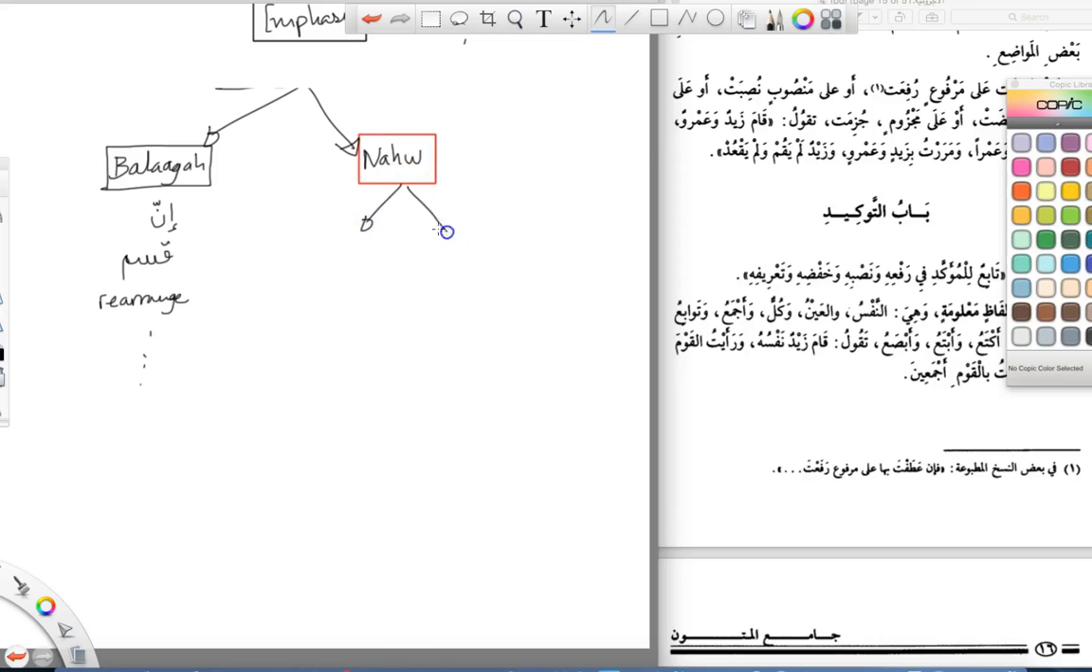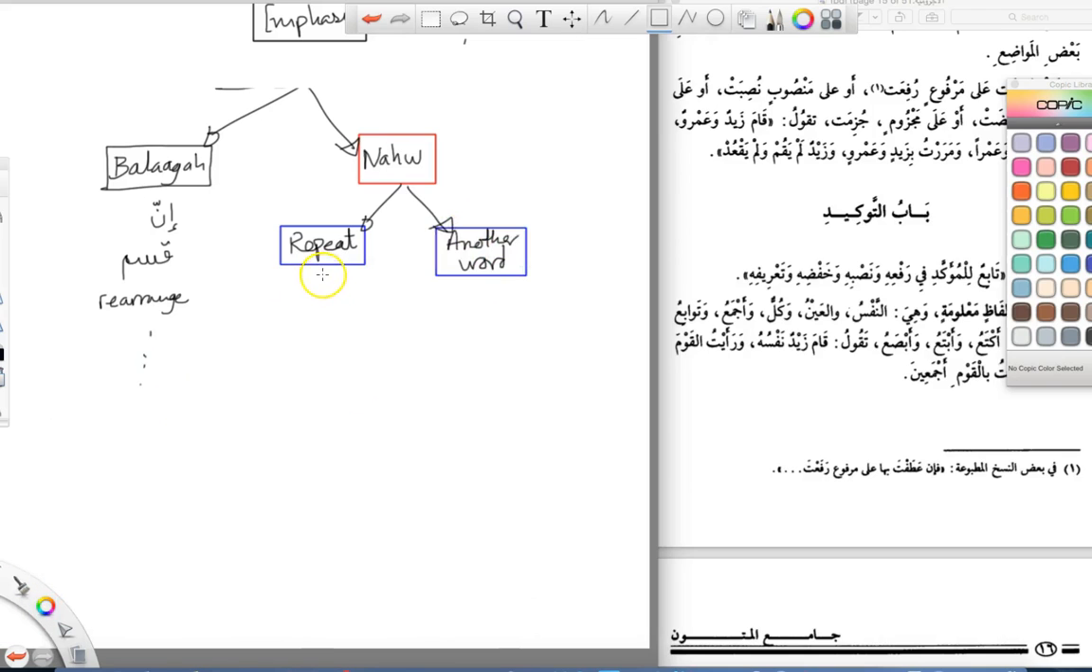Okay, so how are we going to explain this? In Nahw, emphasis is of two types. Either you repeat the same word more than once, or you use another word. These are the two types of emphasis that you have in Nahw. So how do we repeat a word? In Arabic, a word can be repeated in several ways.